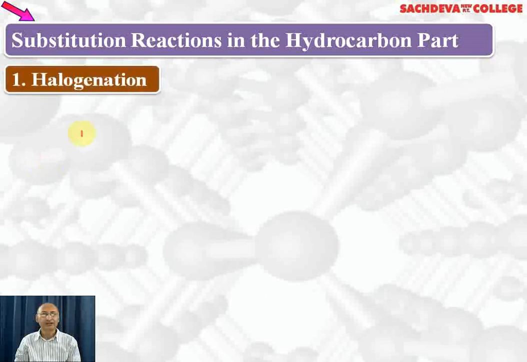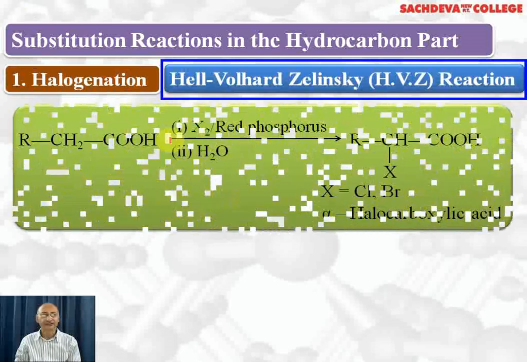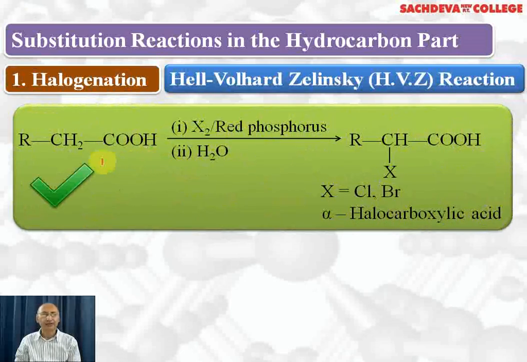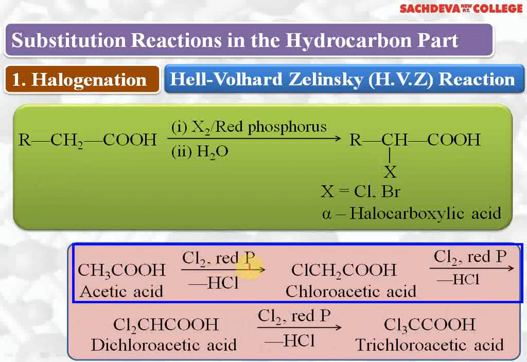Substitution reaction in the hydrocarbon part, halogenation, Hell-Volhard-Zelinsky reaction. This reaction is given by those carboxylic acids which have alpha hydrogen. Formic acid does not undergo this reaction because it does not have alpha hydrogen. So here we react with the halogen, particularly chlorine and bromine, in presence of red phosphorus, and we get alpha halo carboxylic acid. Let's give a specific example. Acetic acid reacts with chlorine and red phosphorus. We get alpha chloroacetic acid or 2-chloroacetic acid.